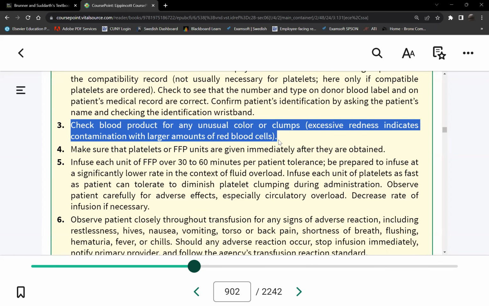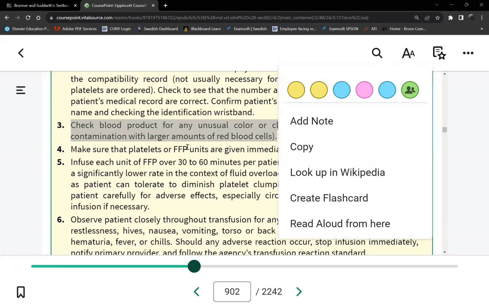So check the blood product again. Make sure there are no contaminants in there. Nothing solid. All right.